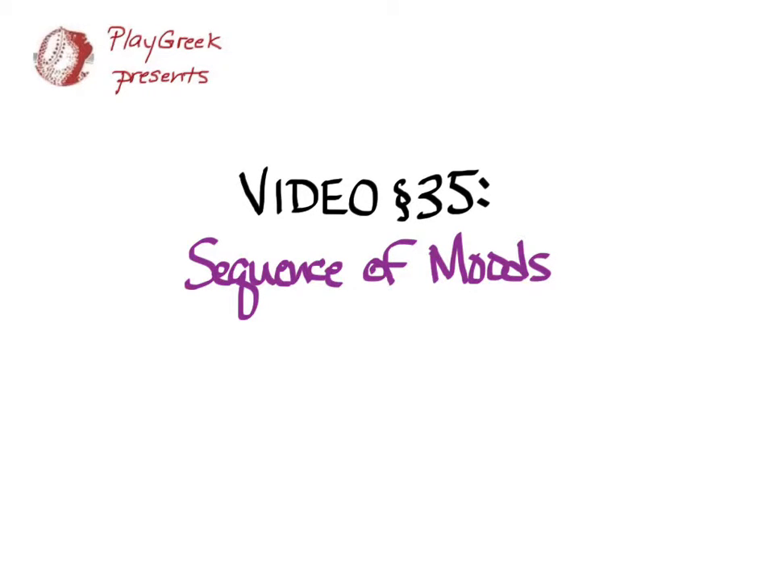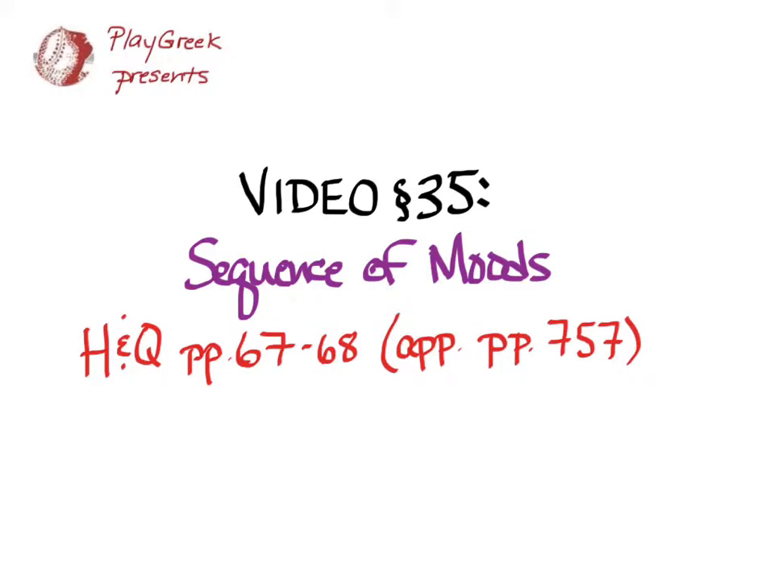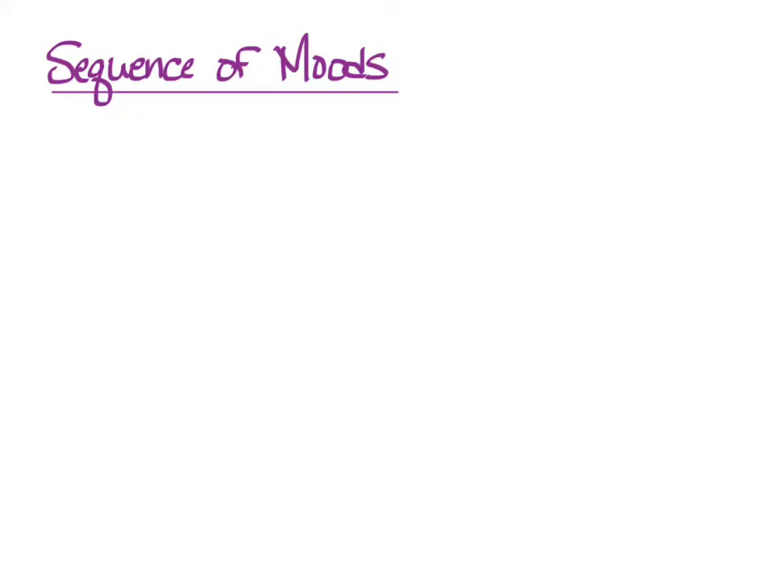This video is for Section 35 of Hansen and Quinn's Greek: An Intensive Course and will teach you the sequence of moods. Hansen and Quinn's explanation is on pages 67 and 68 and in the appendix on page 757. I love Hansen and Quinn, but boy do they make sequence of moods look scary on page 67.